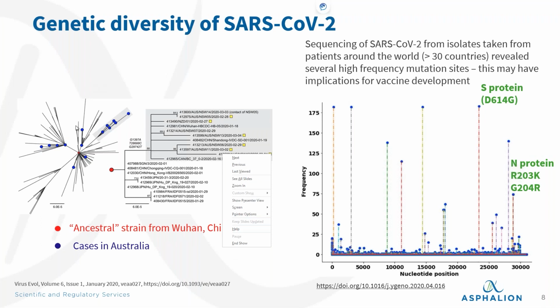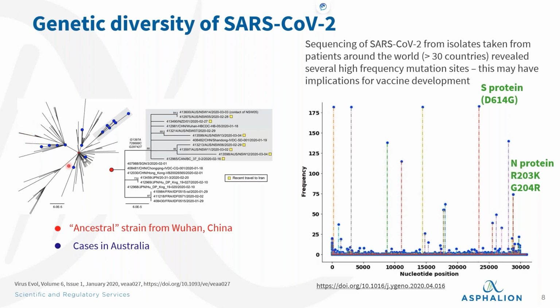SARS-CoV-2 is already becoming quite genetically diverse. So sequencing of SARS-CoV-2 from isolates taken from patients around the world, over 30 countries, has revealed that there are several high-frequency sites for mutation, and this may have some implications for vaccine development.